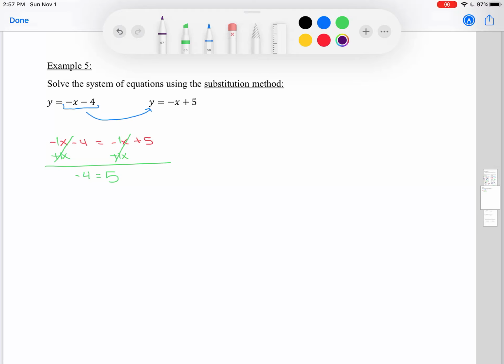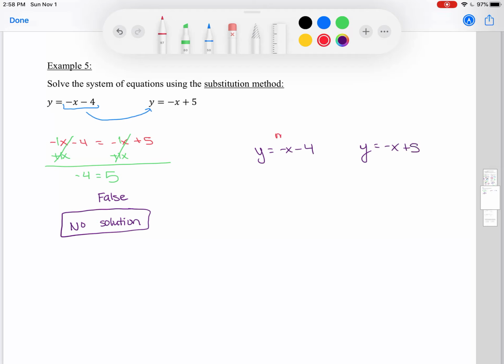Well, all my variables are gone, so I have no sort of solution to figure out. I have to now look at what's left. I got negative 4 equals 5. Is this a true statement, or is this a false statement? And you will notice that it is in fact a false statement. Therefore, this will never occur. They will never touch one another. So we have no solution.